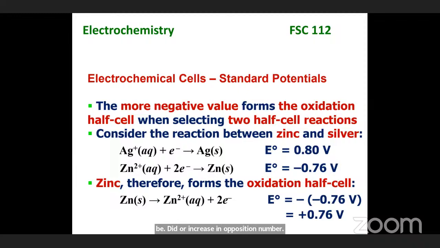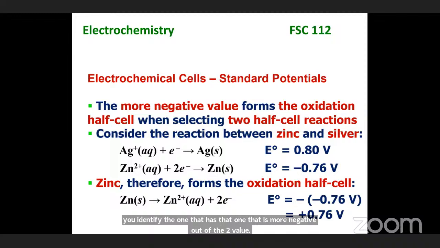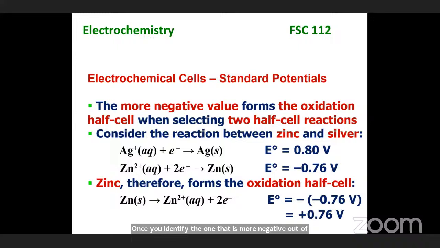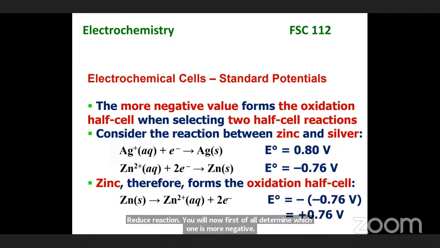So once you identify that that is the oxidation process, whatever sign is in front of it, you will change it in order to fall in line with the reduction process. I repeat that. First of all, you identify the one that is more negative out of the two values. That one will be the oxidation process. The other one will therefore automatically become the reduction process. If you now want to calculate the E0 of that cell, what you have are the E0 of the half cells, oxidation half cell and reduction half cell. To calculate the E0 of the whole cell, the redox reaction, you first determine which one is more negative. That one will be the oxidation step.